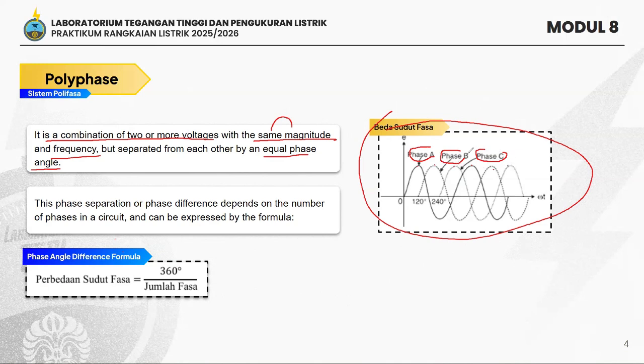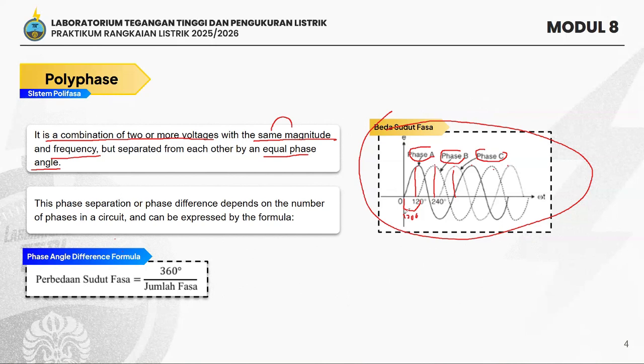This shows that this system has the same frequency, and you can see the magnitude of phase A has the same value on this magnitude and this magnitude, and this shows us that the system has the same magnitude. And between these three signals, they are separated by 120 degrees, and this fulfills the last key on how you describe the polyphase: equal phase angle.